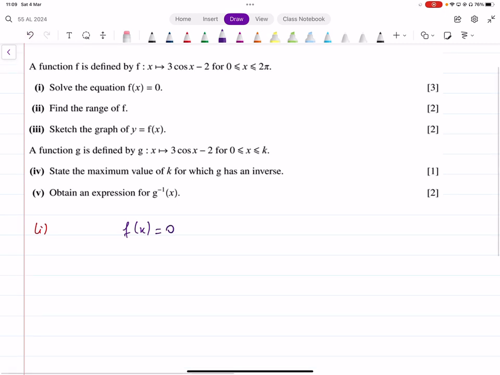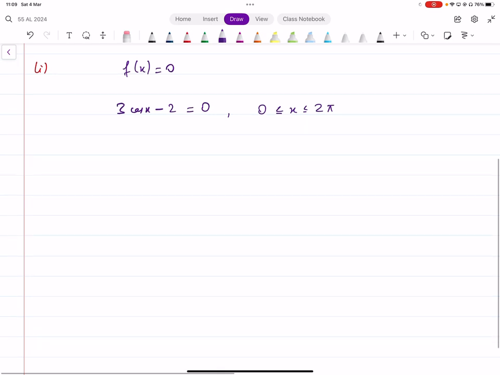What's f of x? 3 cos x minus 2. That is equal to 0. And the domain is from 0 to 2 pi. This is a simple trigonometric equation that we need to solve. Right, Sarah? Are you making notes? Three cos x minus 2 equals 0. X is between 0 and 2 pi. How do you solve this equation?